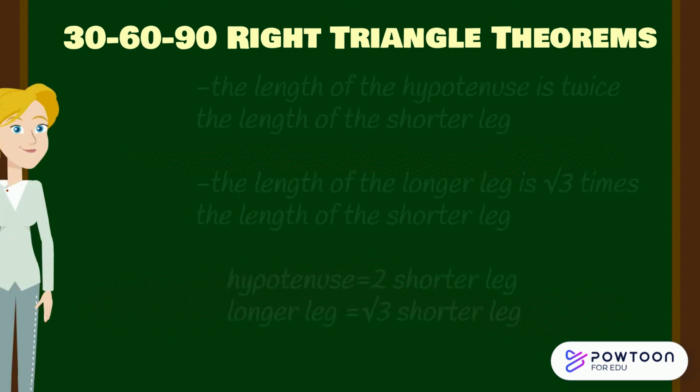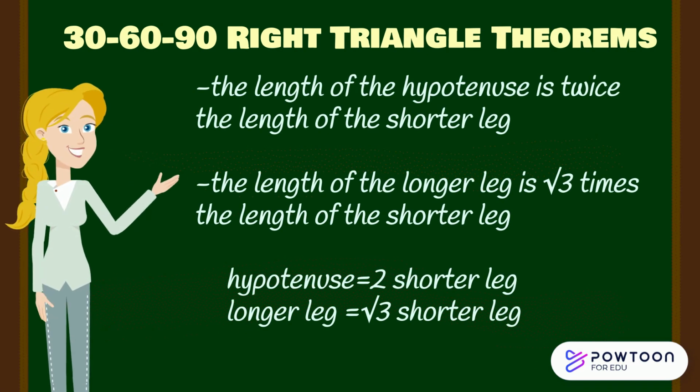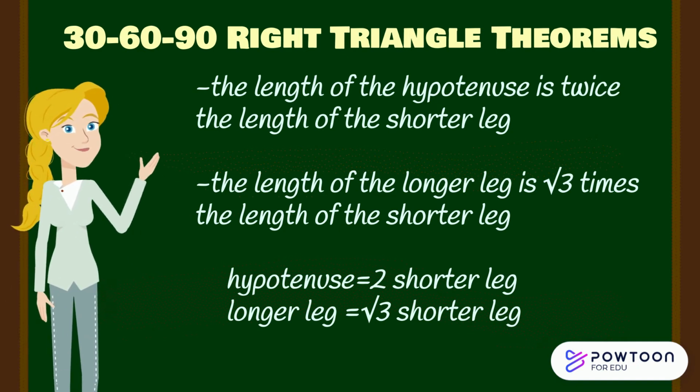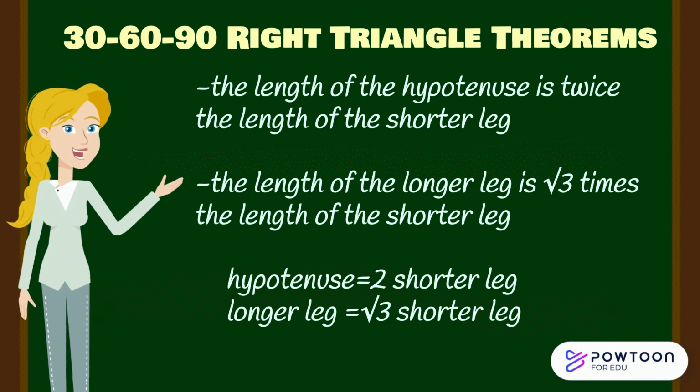Theorems on 30-60-90 right triangle. The length of the hypotenuse is twice the length of the shorter leg. The length of the longer leg is square root of 3 times the length of the shorter leg.